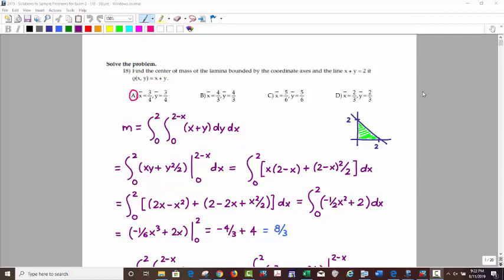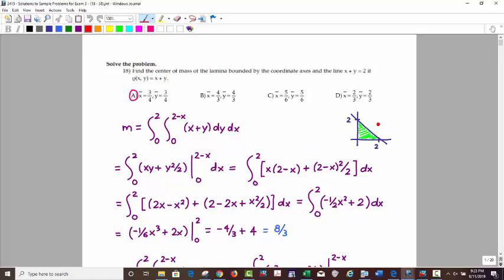Okay, this is a continuation of the sample problems for exam 3 for Math 2415. We're at problem number 18. And we are asked to find the center of mass of a lamina bounded by the coordinate axes and the line x plus y equals 2 with the density function of x plus y.